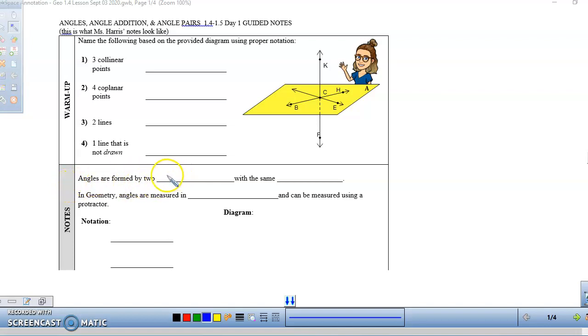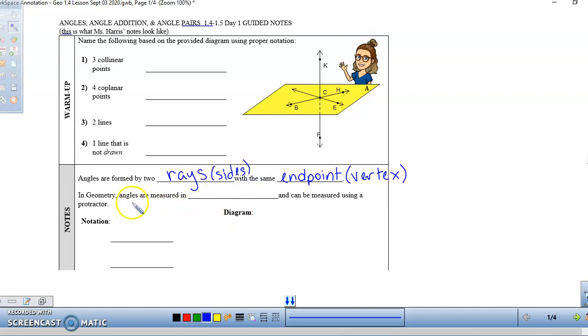Okay, so start of notes. Angles are formed by two rays, officially, with the same vertex, which is also the end point. But the end point is officially called the vertex of the angle. The rays are considered the sides. So the sides of the angle.